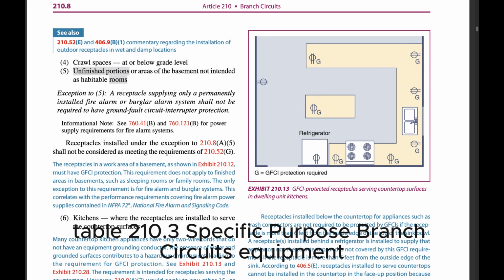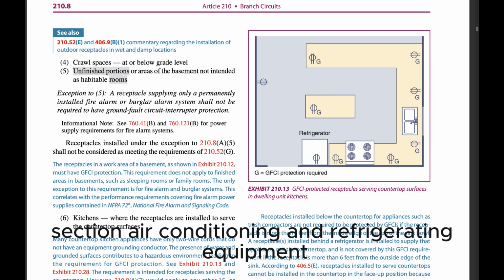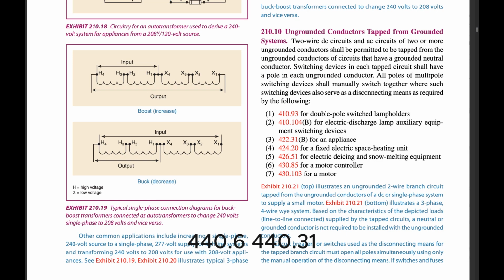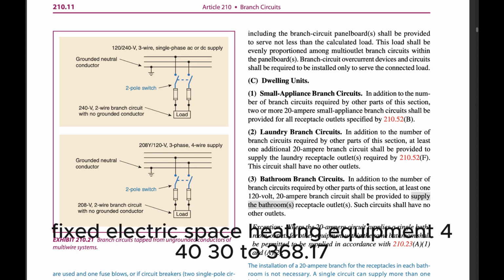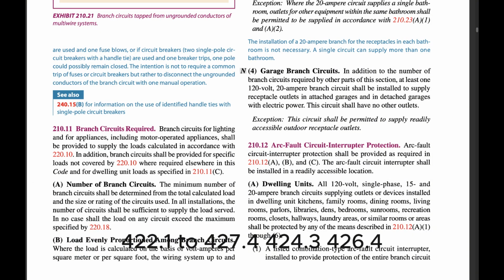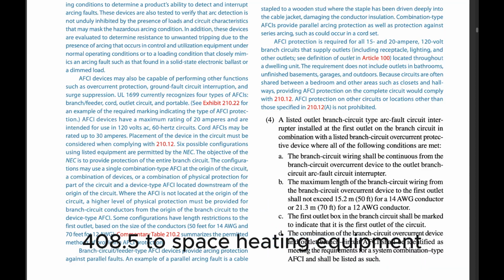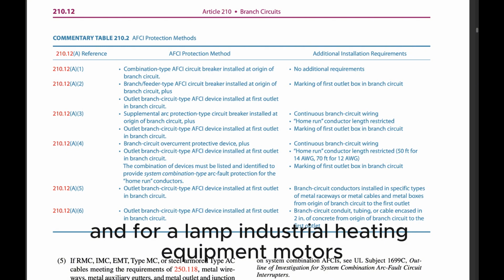Table 210.3 Specific Purpose Branch Circuits. Equipment, Article, Section. Air conditioning and refrigerating equipment, 440.6, 440.31. Central heating equipment other than fixed electric. Busways, 368.17. Fixed electric heating equipment for pipelines and vessels, 427.4. Fixed electric space heating equipment, 424.3. Fixed outdoor electric deicing and snow melting equipment, 426.4. Infrared lamp industrial heating equipment, 422.48. Motors, motor circuits, and controllers, 430. Switchboards and panelboards, 408.52.